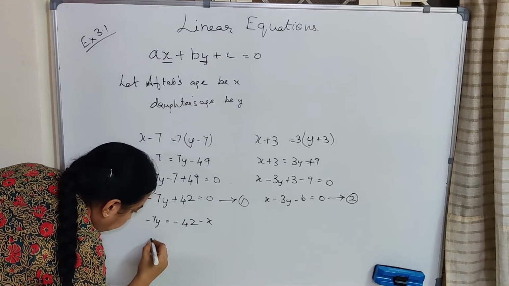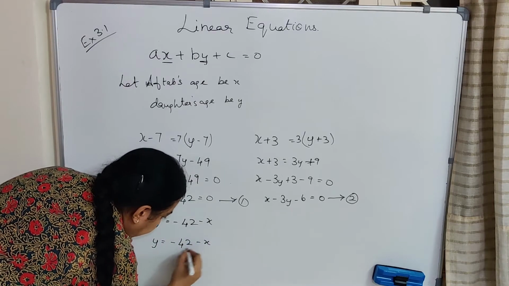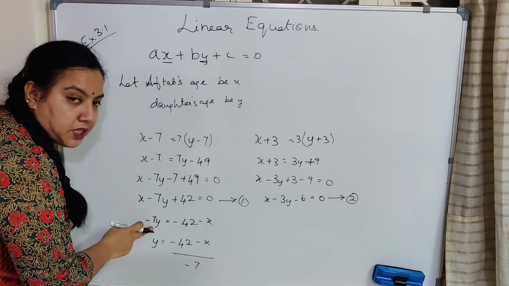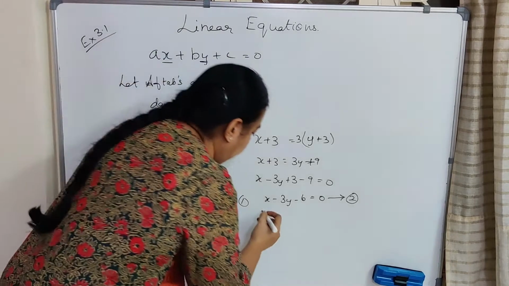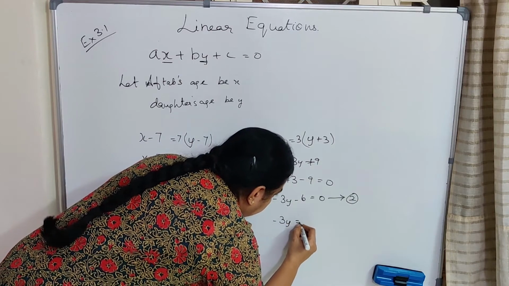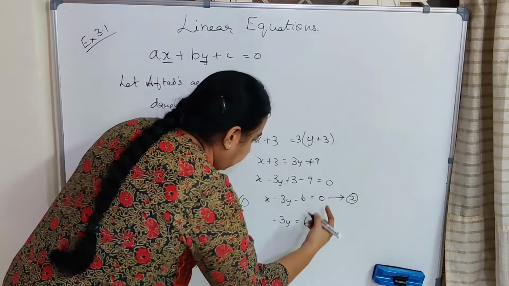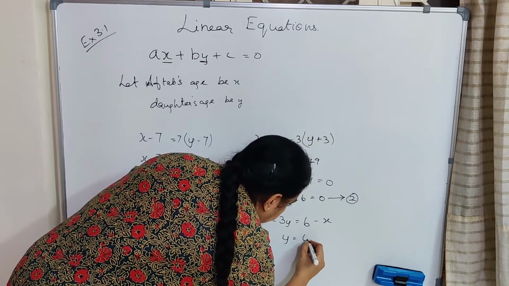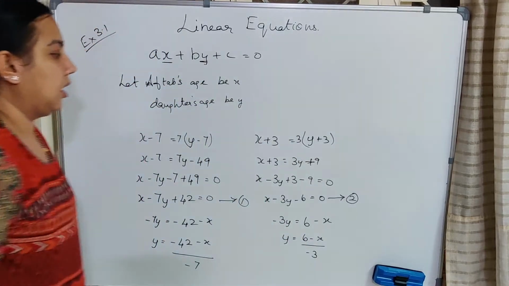Okay, and here I will keep the y alone here: y equals minus 42 minus x by minus 7. This minus 7 is a multiplication product, so when it moves across it becomes division. Then for the second equation, in the same way I am keeping only minus 3y here, bringing all the other terms to the other side. This 6 becomes minus 6, x becomes minus x, so I keep y alone here: 6 minus x by minus 3. So this becomes the second equation.